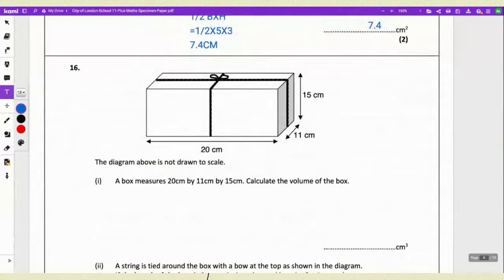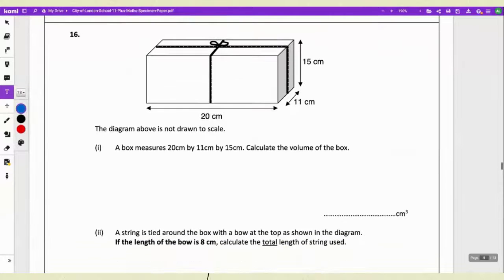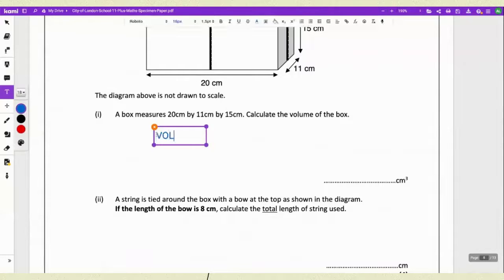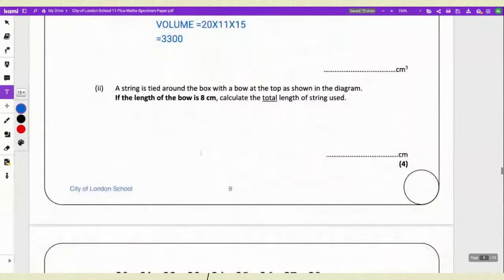Now you have another one. In this, the diagram above is not drawn to scale. A box measures 20 centimeters by 11 centimeters by 15 centimeters. Calculate the volume. So the volume equals you multiply all of them together. 20 multiplied by 11 multiplied by 15. That gives you 3300 centimeters cubed. And the next thing they're asking you, they are saying that a string is tied around the box with a bow at the top as shown in the diagram. If the length of the bow is 8 centimeters, calculate the total length of the string used.